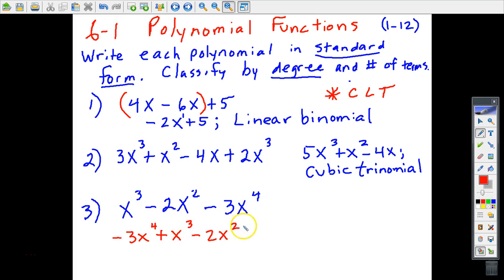Notice my exponents, high to low in order. So that's the standard form. I look at the highest exponent for x, and it's 4. So that means this is a quartic. And then classifying by number of terms would make this a trinomial.